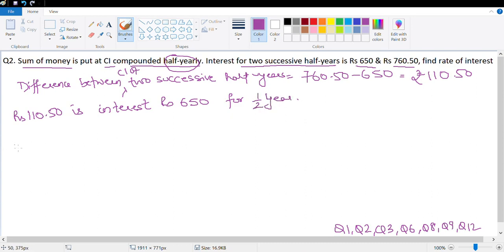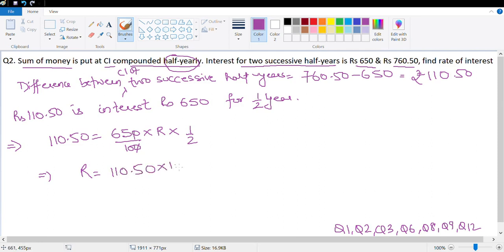Again, let's put it in the same formula. Interest is equal to principal, in this case 650, into rate, we do not know, time, half year, upon 100. Let's cross multiply. What we get is R is equal to 110.50 into 10 into 2 upon 65. So this is 1105 into 2 upon 65.